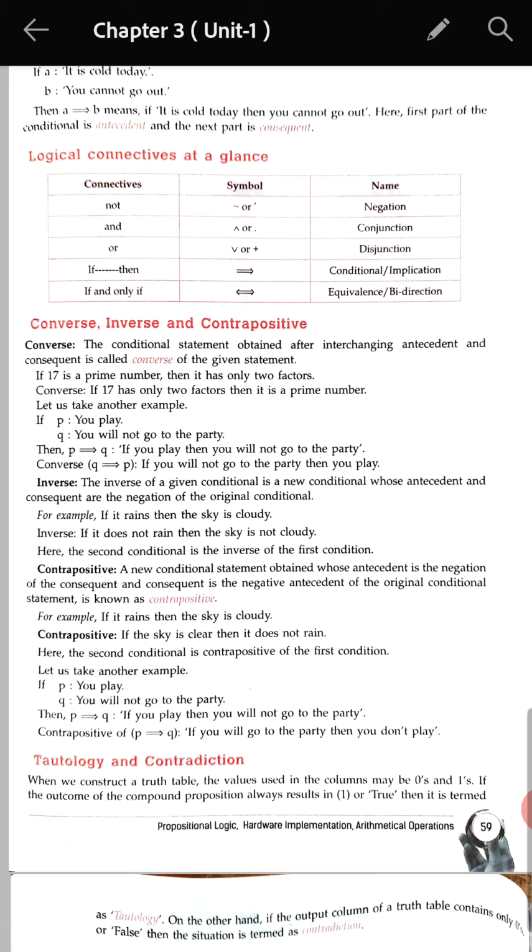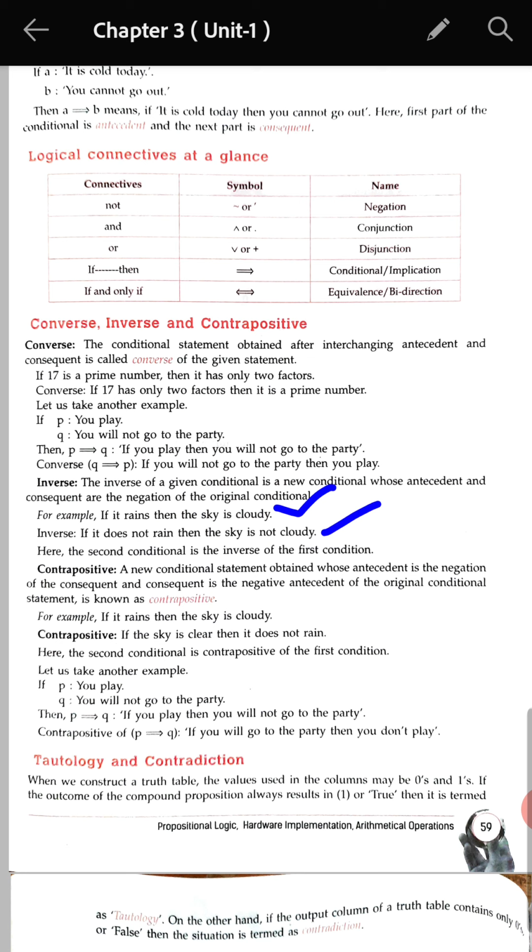Then inverse says just negate the antecedent and consequent. Places were the same, you have to negate them. For example, see, if it rains, then the sky is cloudy. Inverse: if it doesn't rain, then the sky is not cloudy. You have to place not. Inverse means you have to place not.